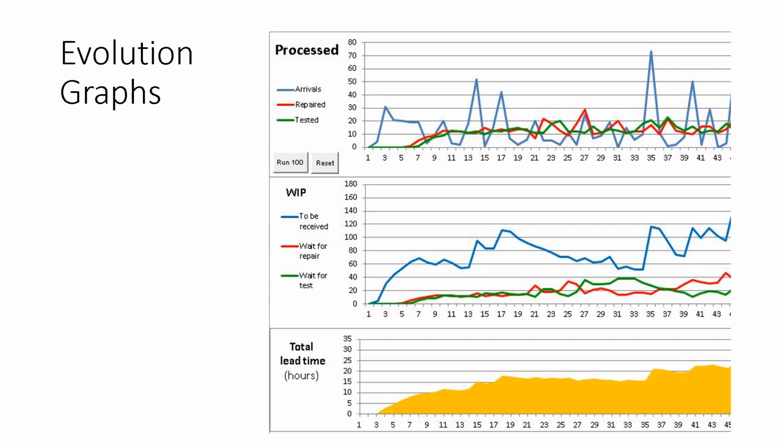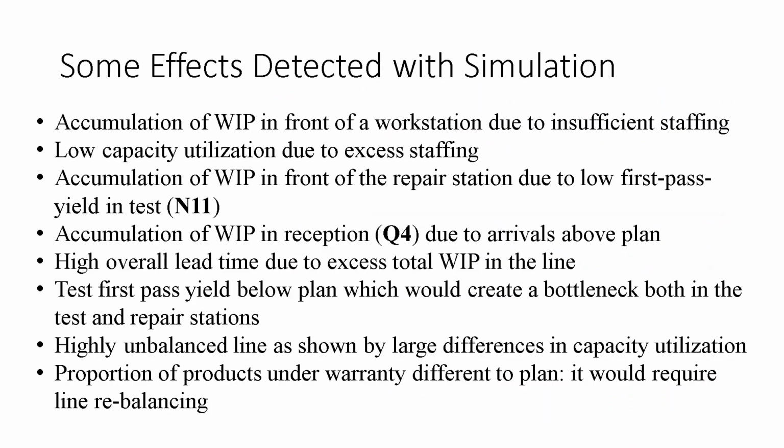Any reduction in process variation will therefore reduce WIP and therefore lead time. In this case, most variation is coming from the arrival times from the customers, so that will be difficult to reduce. These are some of the effects we can detect with simulation.